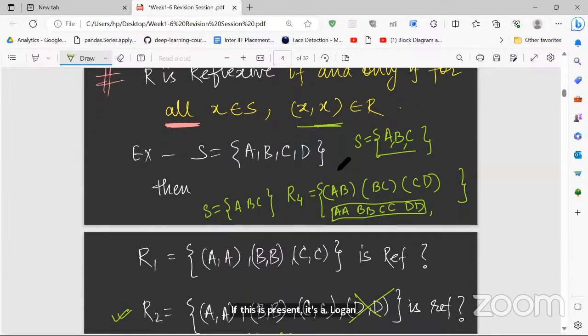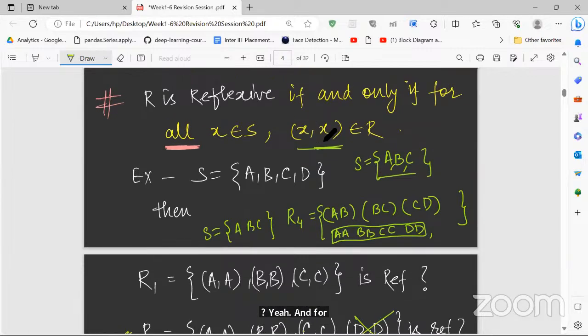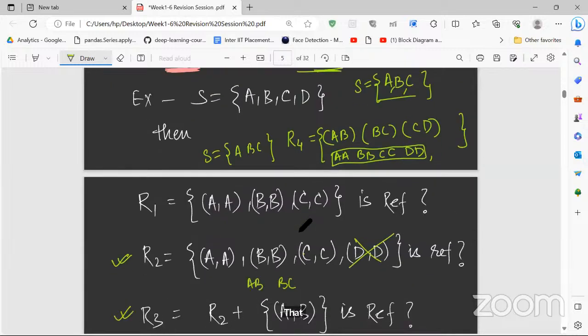And whatever you were saying, that is the identity relation. That means only XX for all the X should be present. Other than that, if anything else is present, that is not an identity relation. Is this difference clear to everyone?